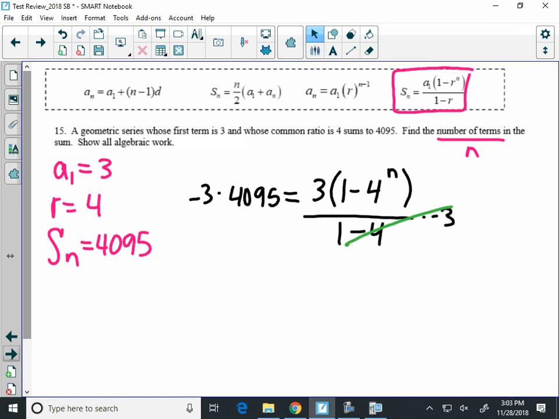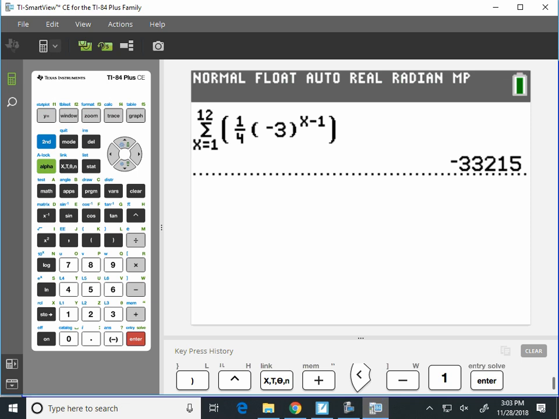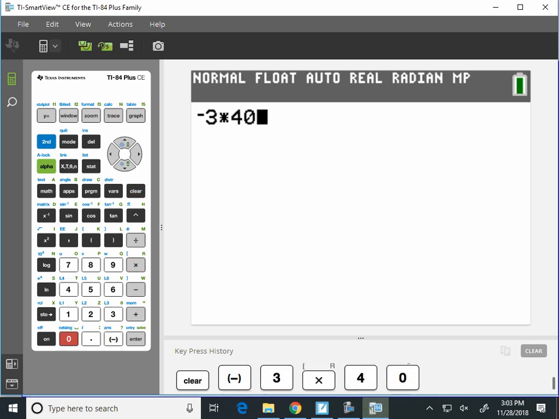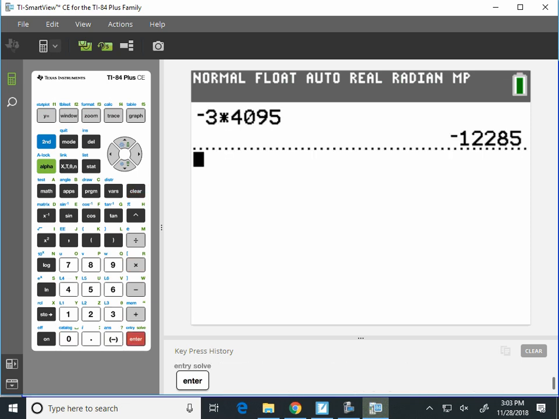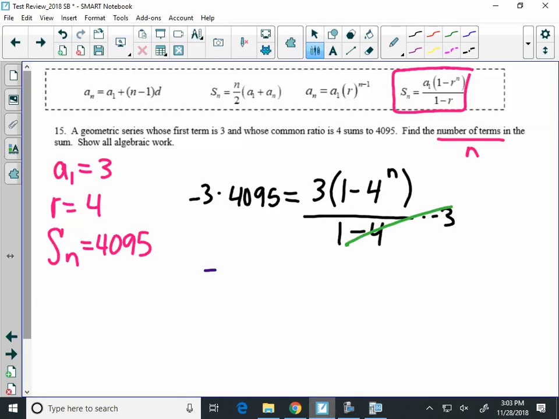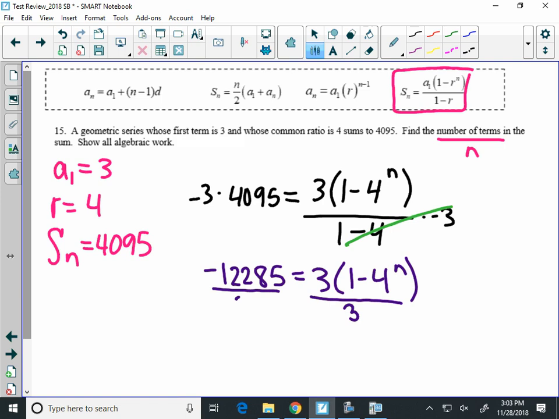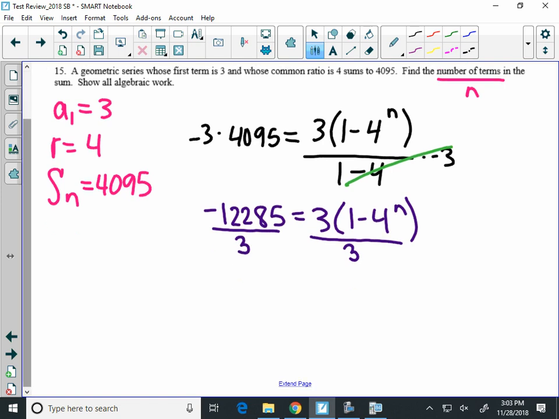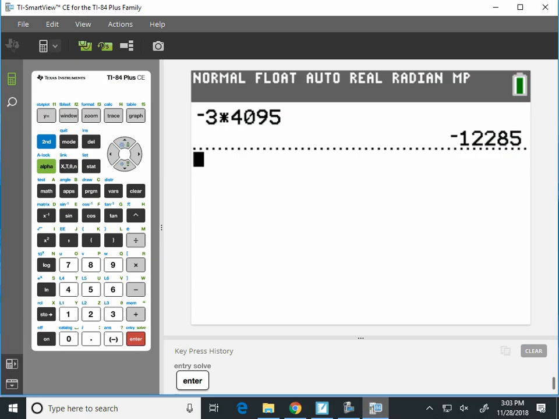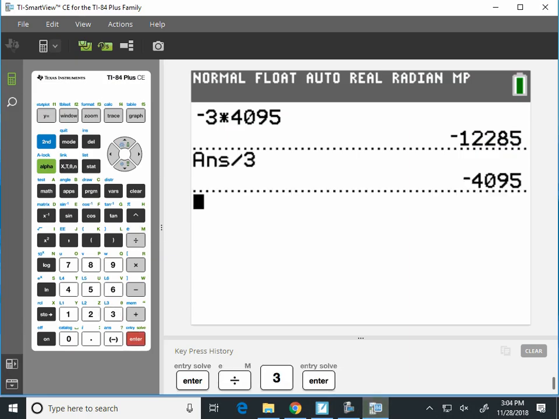So it's 3 times negative 3 times 4,095, and that's negative 12,285. So I now have negative 12,285 equals 3 times 1 minus 4 to the n. All right, the next thing I would do to solve here is divide by that coefficient of 3. We're going to simplify things as we go. Divided by 3. Negative 4,095.